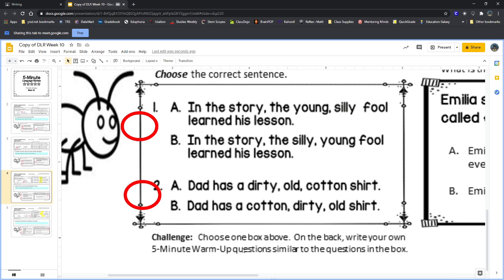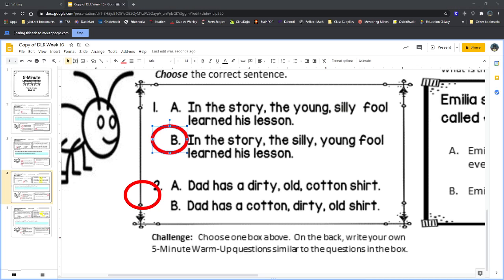Oh, we just finished up with the sentence, Kylie. What do we think? A or B, which one is better? Jadine, which one's better? Okay, B. In the story, the silly young fool learned his lesson. We'd want to describe him before we talk about the age.